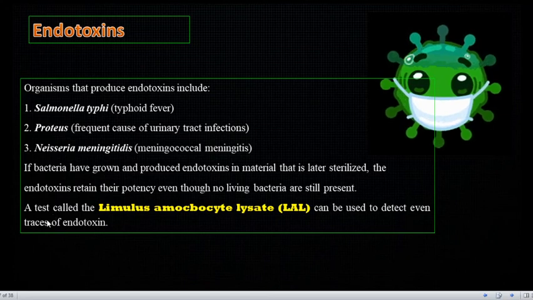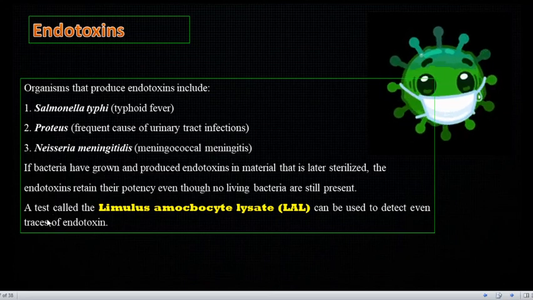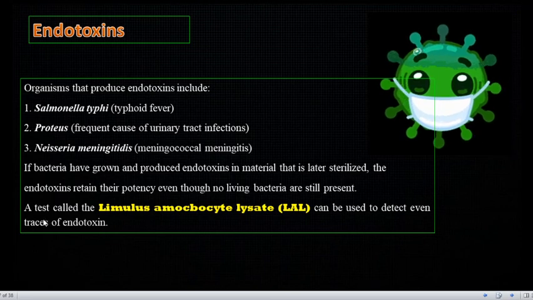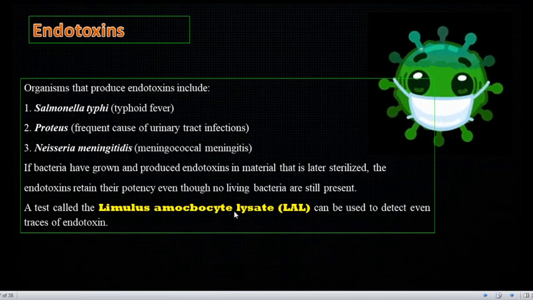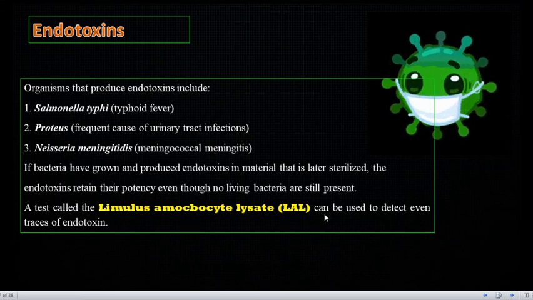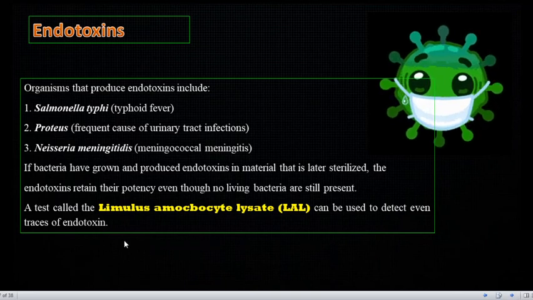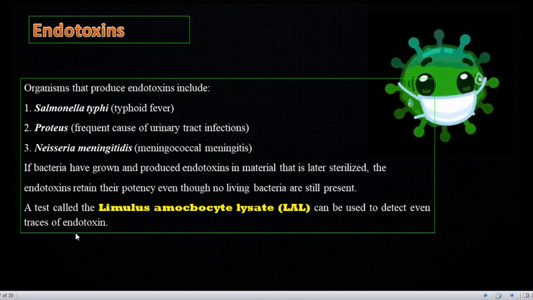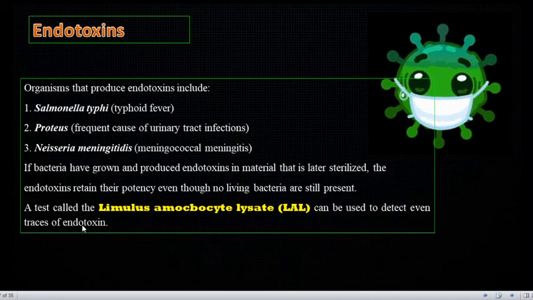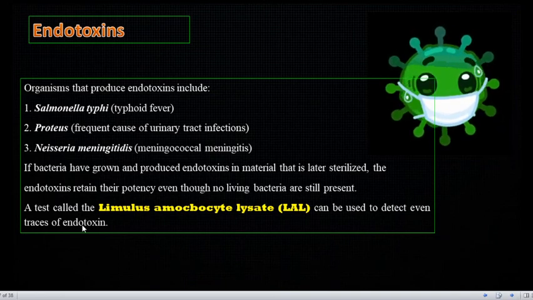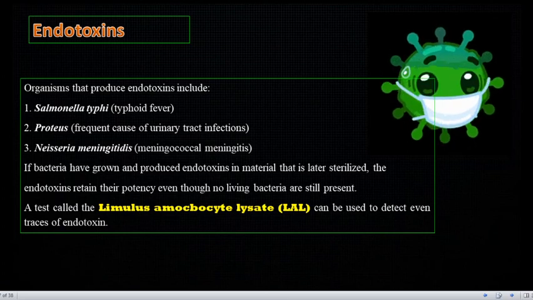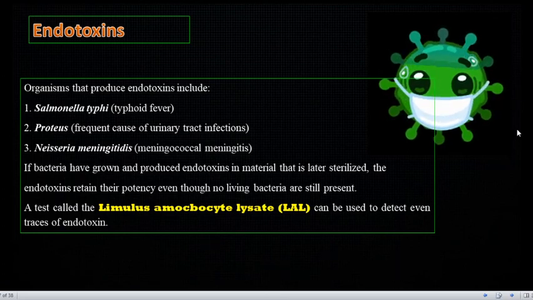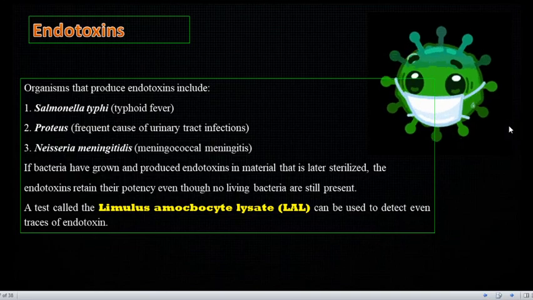So, one way to test if a material is fully sterilized, you can use the test Limulus amebocyte lysate or LAL. Okay, you can use this to detect even traces of endotoxin. So, if ever contaminated siya ng endotoxin, you cannot use it. But, this is parang masyado siyang complex for ordinary people. So, this is just done inside the laboratory or inside hospitals.